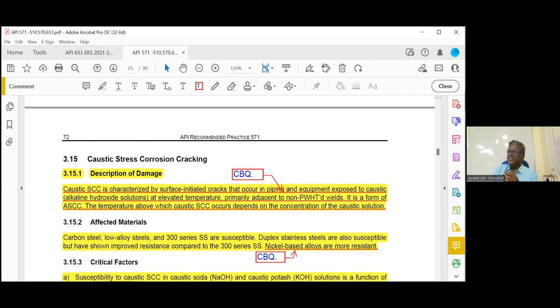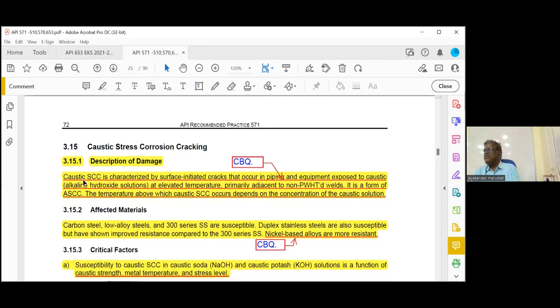Then how to prevent it? Very, very important: we have to relieve the stress. How will we release the stress? PWHT at 1150 degrees Fahrenheit. Another one is, if any vessel is in caustic service, it should not be washed with steam. The steam will give heat and it will produce cracks. We have to wash with water, then we can wash with steam. These are the key points about caustic stress corrosion cracking, a very important damage mechanism. So please take note.